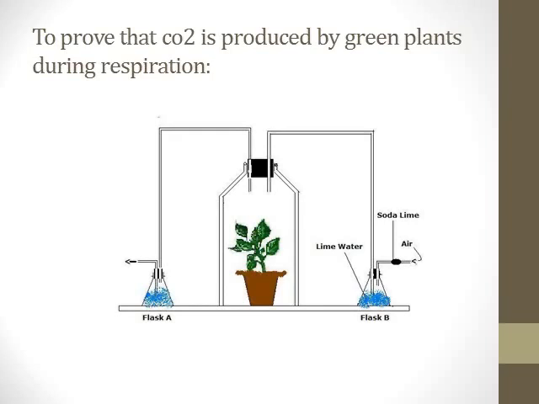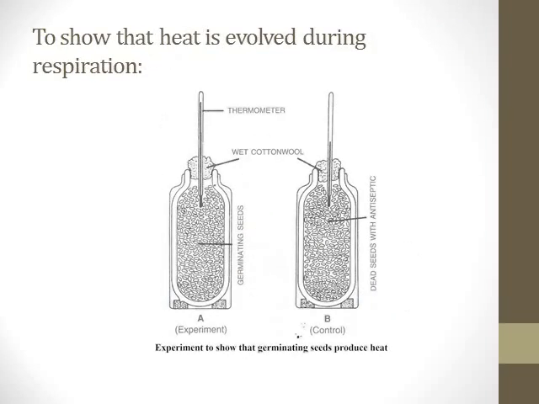So this is the experiment to prove that carbon dioxide is produced by green plants during respiration. Now, the experiment to show that heat is evolved during respiration. Here we are going to take two thermos flasks, likewise A and B, and some number of seeds are taken, and they are soaked in water for more than 24 hours.